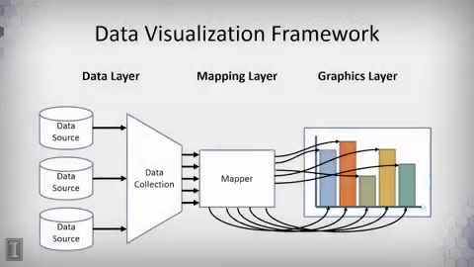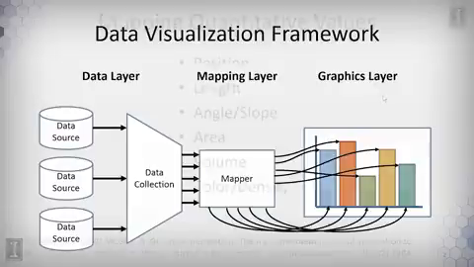So as we saw before, the data visualization framework has this mapping layer. And this mapping layer takes data in our data collection and takes its abstract data values and assigns them more concrete geometric values. And those geometric values are used by the graphics layer to display the data for visualization.